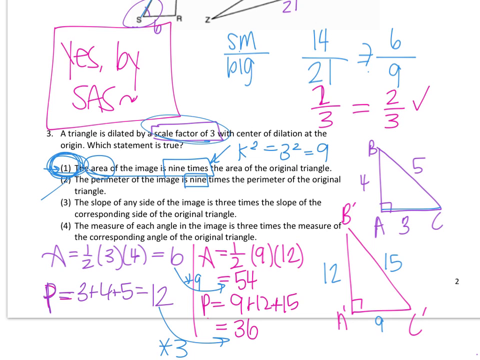Now we didn't even take a look at choices 3 and 4, and the reason is because choice 3 talks about slopes. We have not touched on slopes, nor do they change when you dilate, right? AC is horizontal, and so is A prime, C prime. The slope does not change. Same thing with the measure of the angles. The angles stay the same. Remember, that's why we have AA similarity. That means that the angles are congruent. All right, we're moving on.